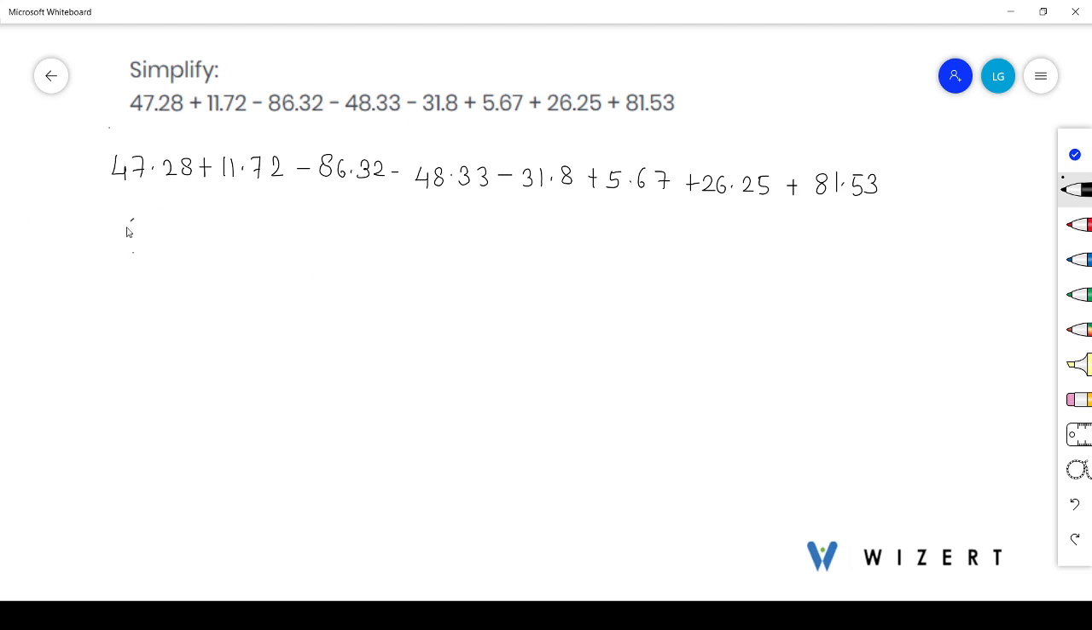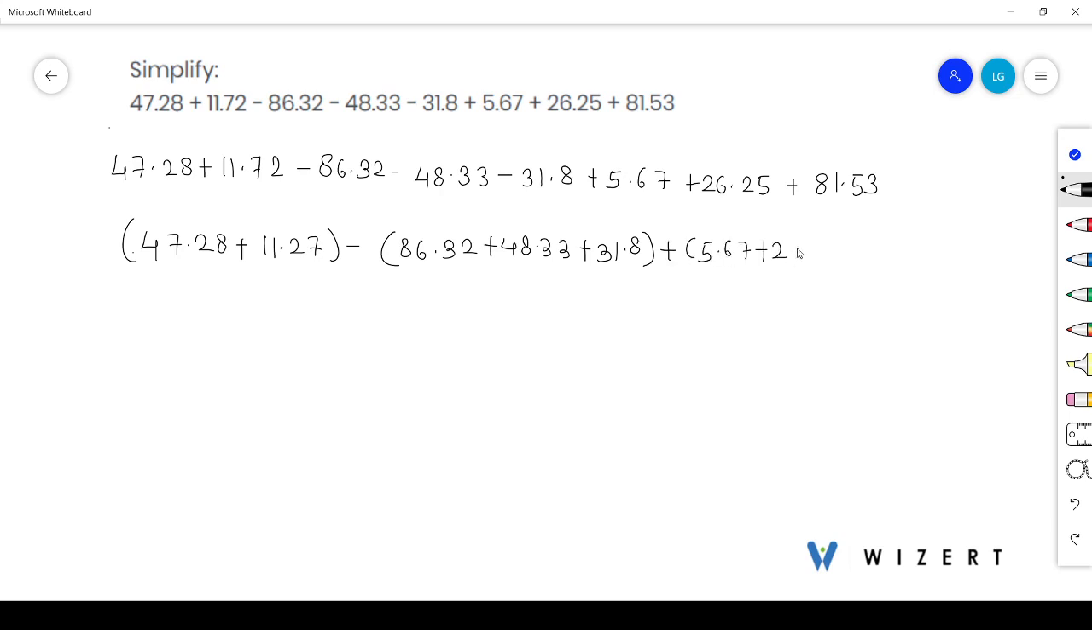Now here, firstly, add these two: 47.28 plus 11.72. Then, if we take the minus sign common, 86.32 plus 48.33 plus 31.8. Now add the remaining three: 5.67, 26.25, 81.53.